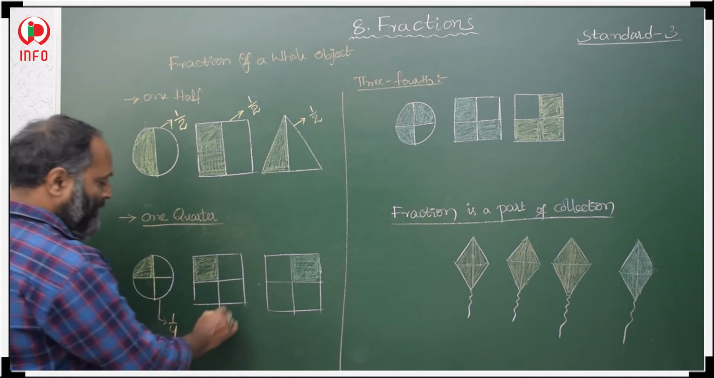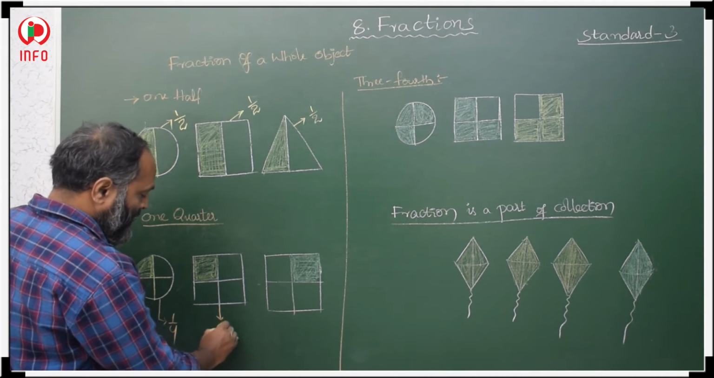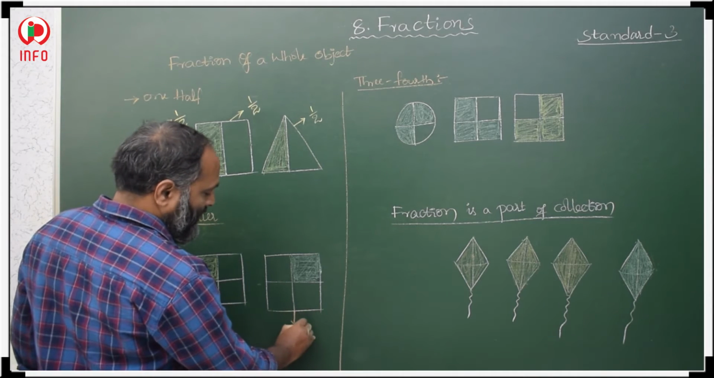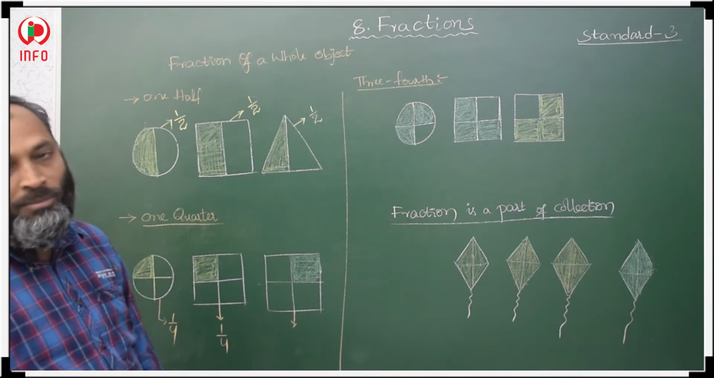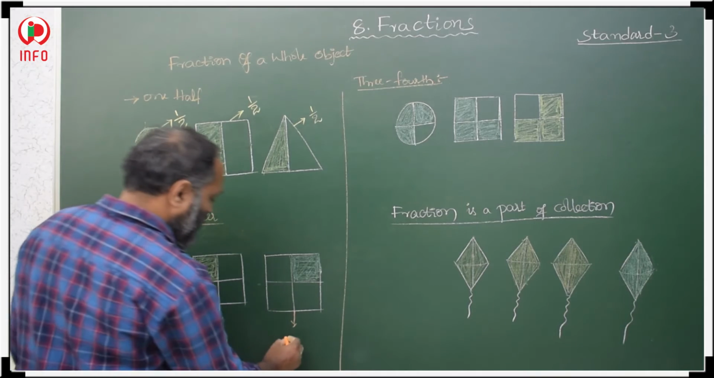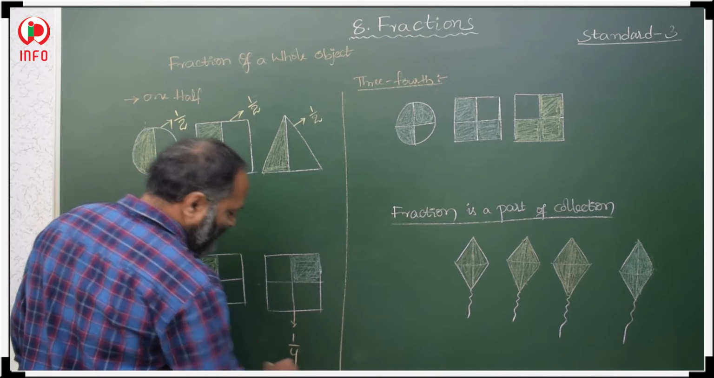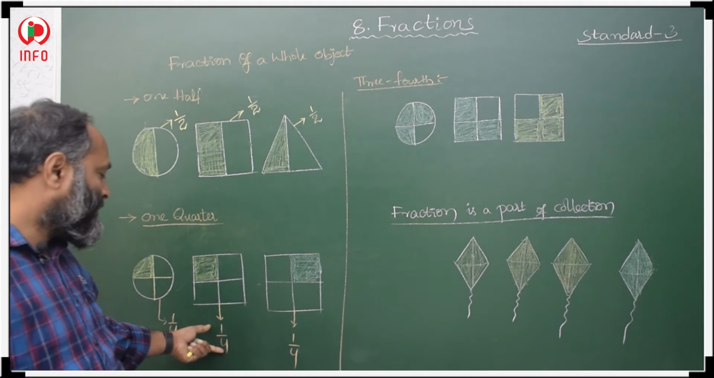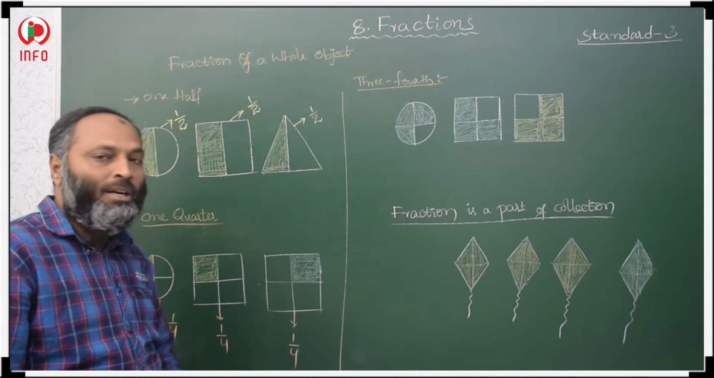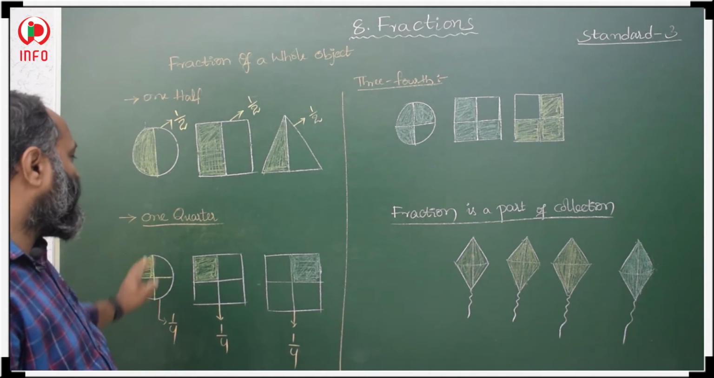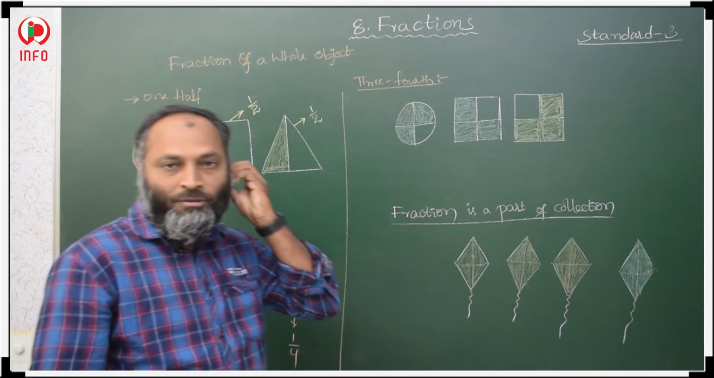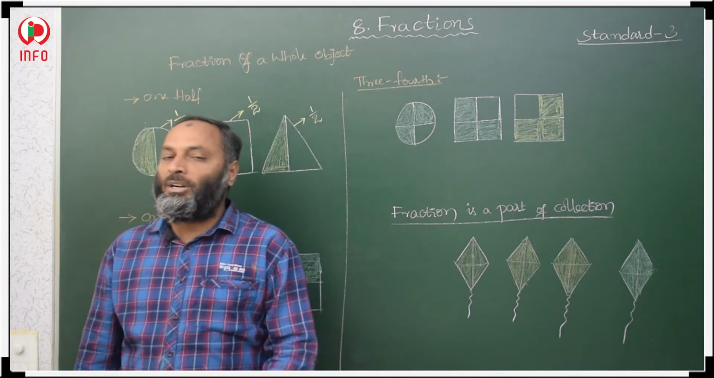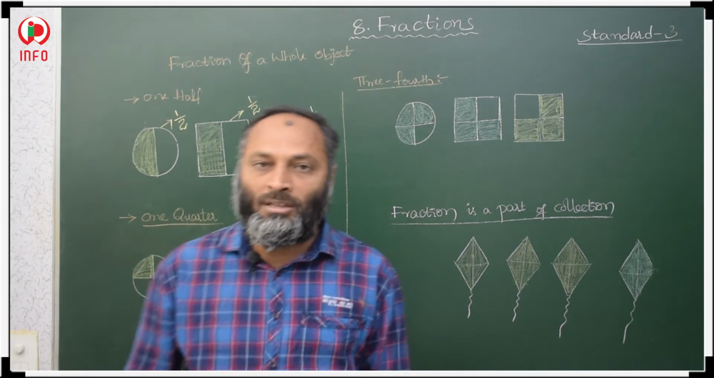In this square, in total 4 parts, one part is shaded, that is 1/4. And this square is also in 4 equal parts, one part is shaded with green color. Then this is also 1/4. Here the shaded part is 1/4, here the shaded part is 1/4, here the shaded part is 1/4. 1/4 means one part out of 4.